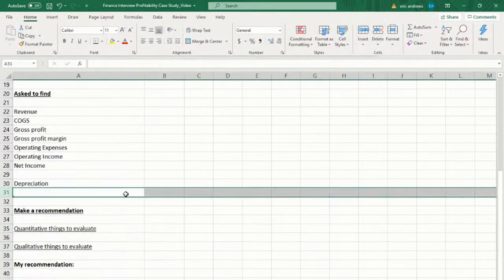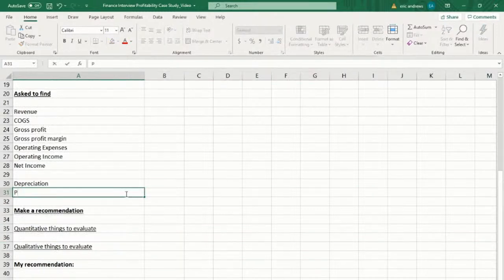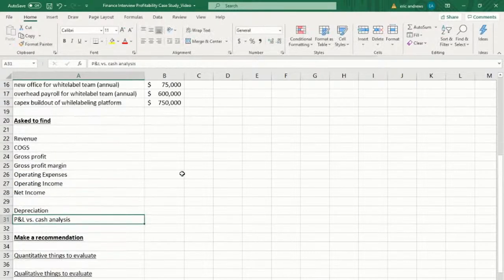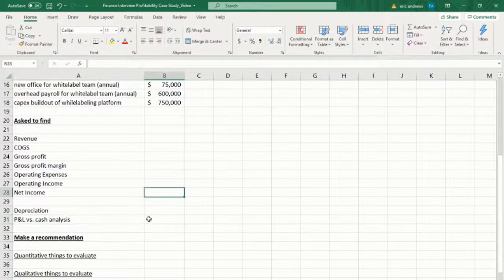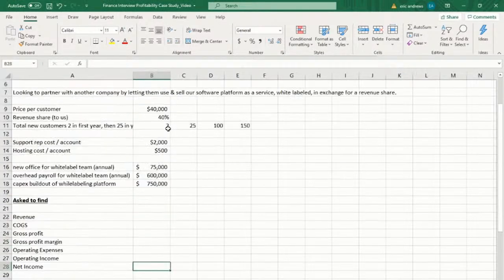And then the next thing is the basically P&L versus cash analysis. So when you're thinking about the income statement, anytime you're buying assets and depreciating them, the cash impacts will be different than the net income. So you want to break down the difference in your analysis. And that's going to be very typical in all finance case studies. So let's get started and look at these initial points here.